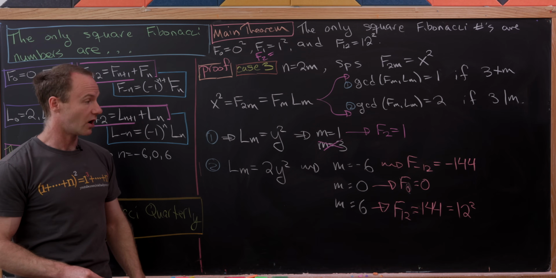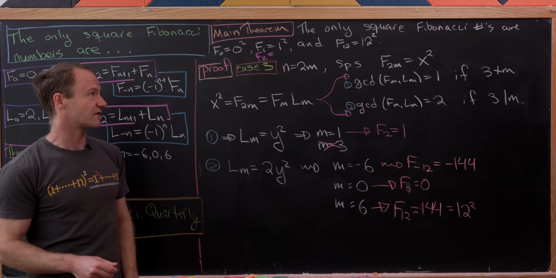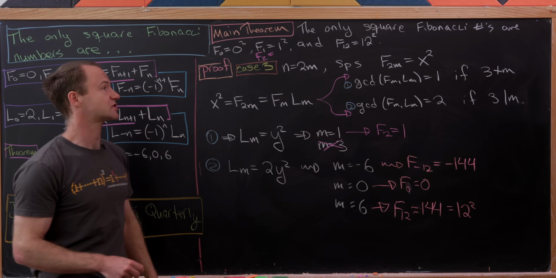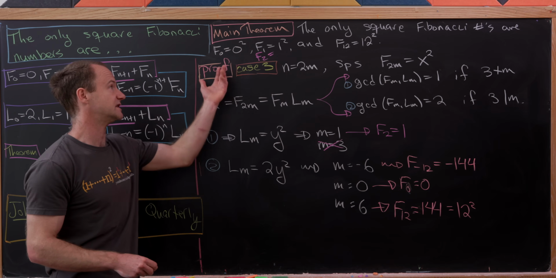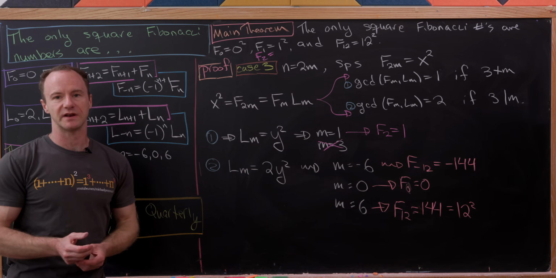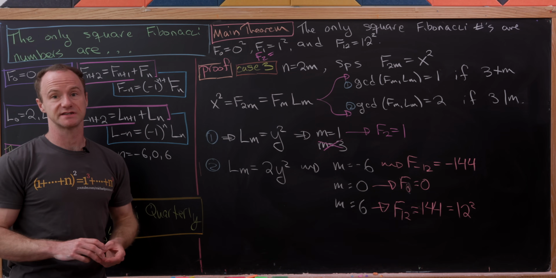Okay, so through all this, we came up with our final result, that the only square Fibonacci numbers are these, well, 3 or 4, depending on how you count them. And that's a good place to stop.